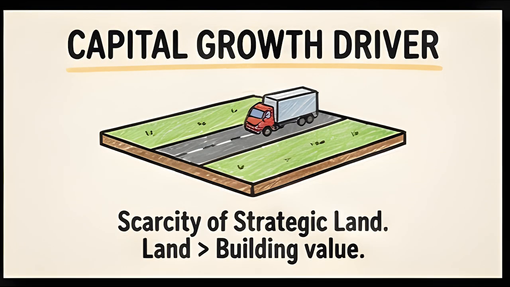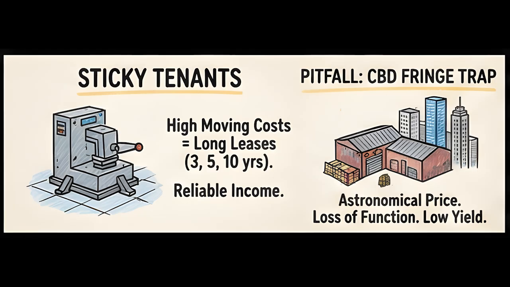Robust capital growth. The land component in industrial assets is often significantly larger than the building itself. As demand for strategically located, flat land near major transport corridors explodes, the scarcity of that land drives impressive capital gains.